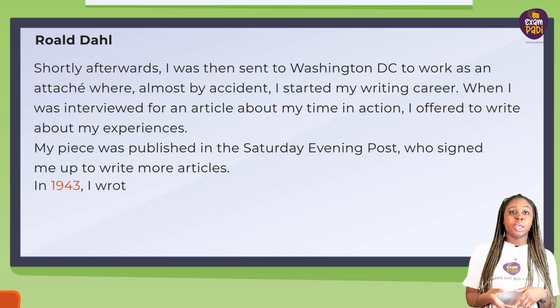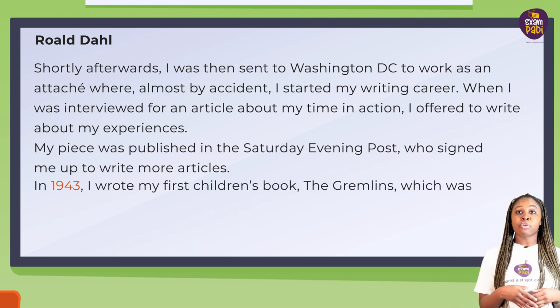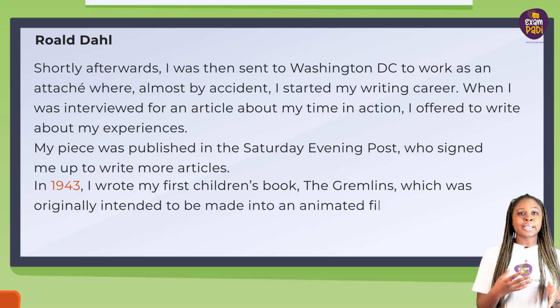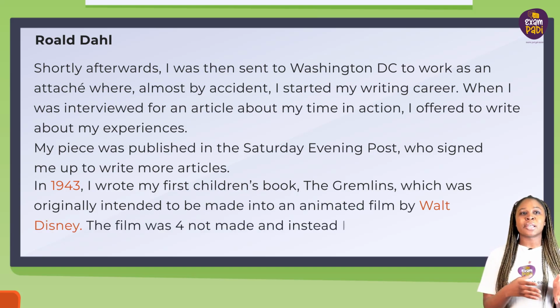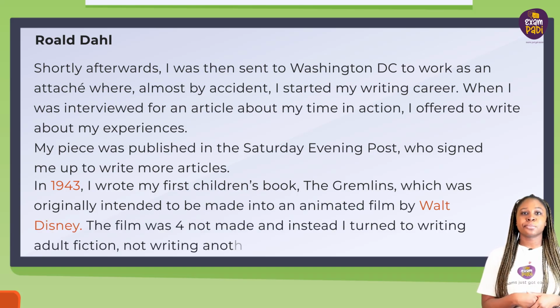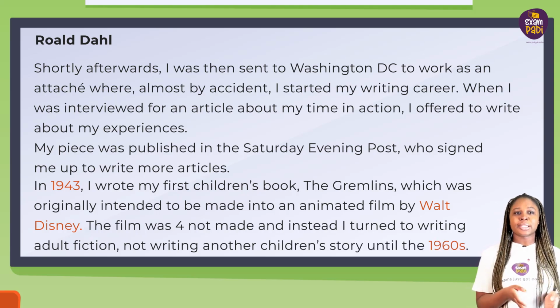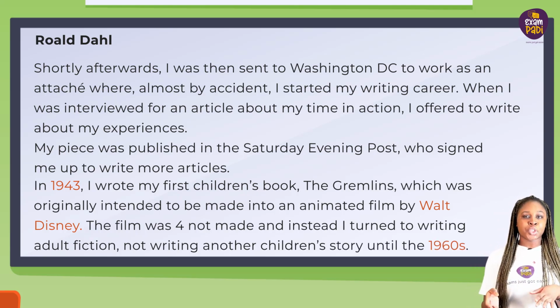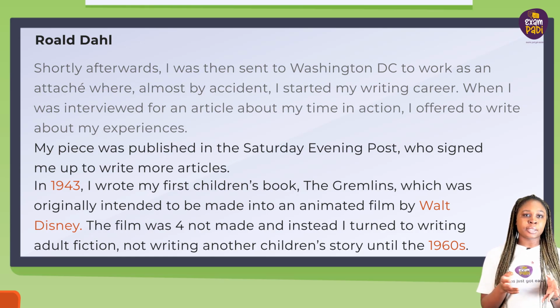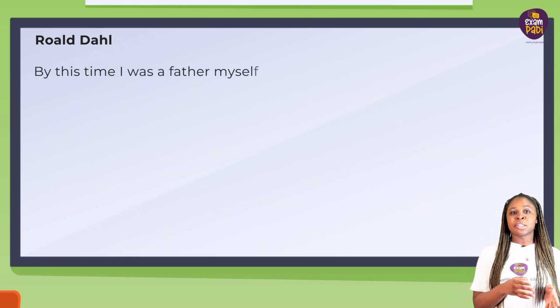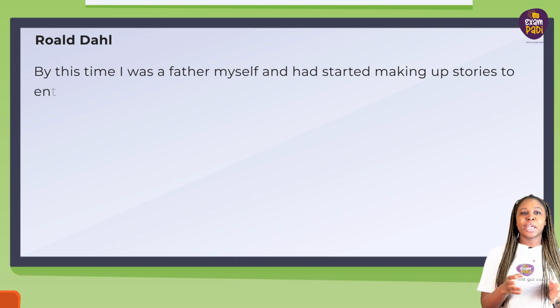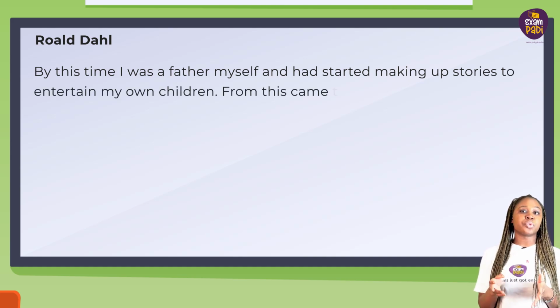In 1943, I wrote my first children's book, The Gremlins, which was originally intended to be made into an animated film by Walt Disney. The film was not made, and instead, I turned to writing adult fiction, not writing another children's story until the 1960s. By this time, I was a father myself and had started making up stories to entertain my own children.